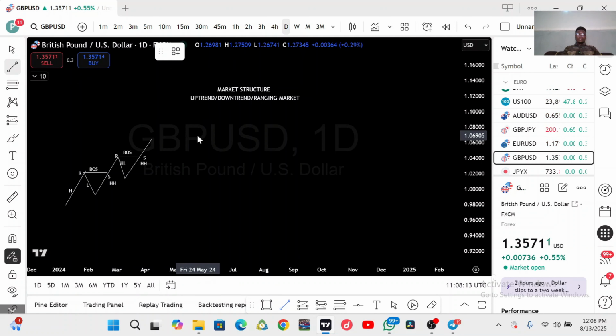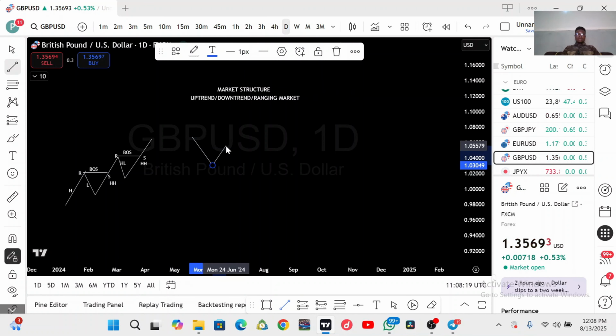In our downtrend, which is a selling market, we want to see price create a low, a high, a lower low, a lower high, then a lower low. As simple as it is.